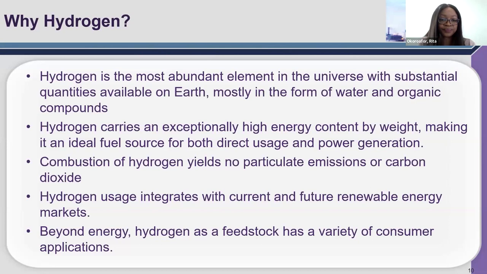Now, if we take hydrogen and it goes through combustion, that is reacting with oxygen, it does not yield any particulate emissions, which are sulfur oxide, nitrogen oxide, or carbon dioxide. Unlike natural gas or coal, if we take it through the process of combustion, we will have CO, carbon monoxide, CO2, we would have SOx, NOx. So the SOx and the NOx, we would have all these things. And so these are the things we avoid by using hydrogen.